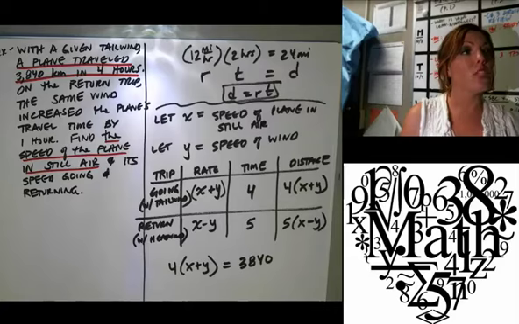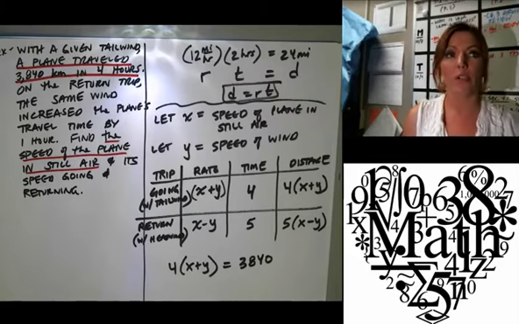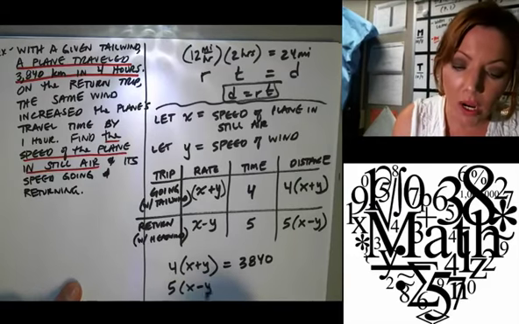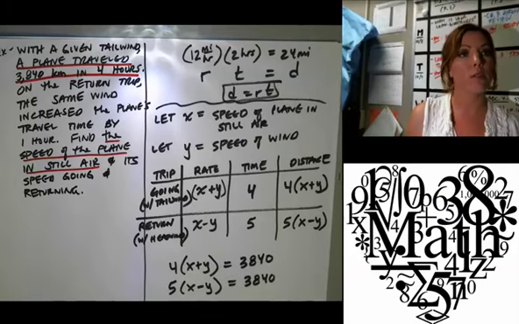Now, does the return trip change? Are we changing how much distance we cover here? No. So we want to say the next one, 5 times x minus y, also equals 3,840 kilometers.